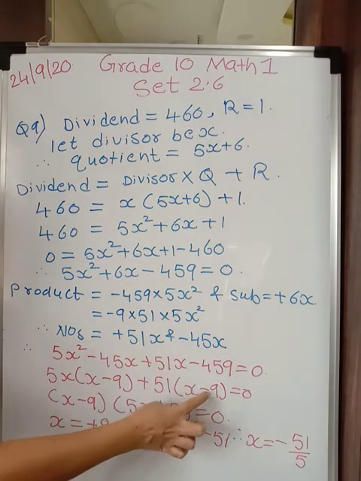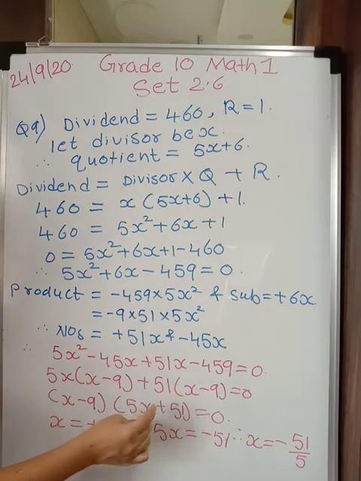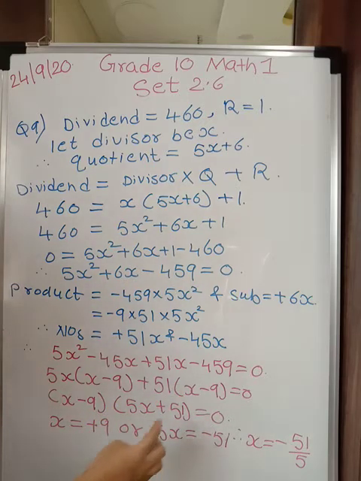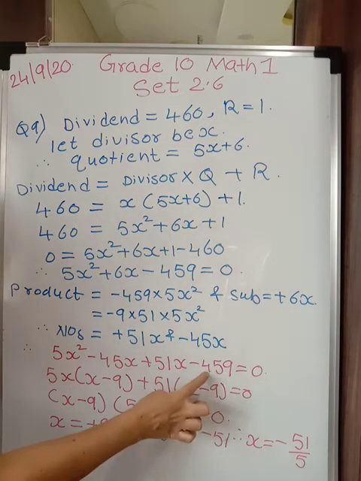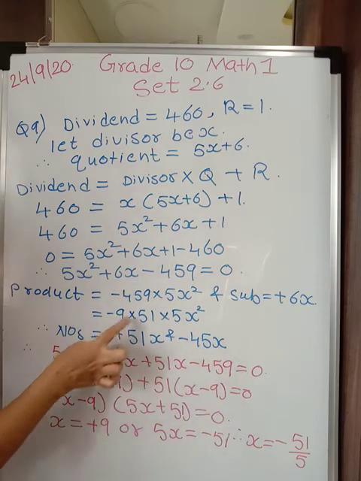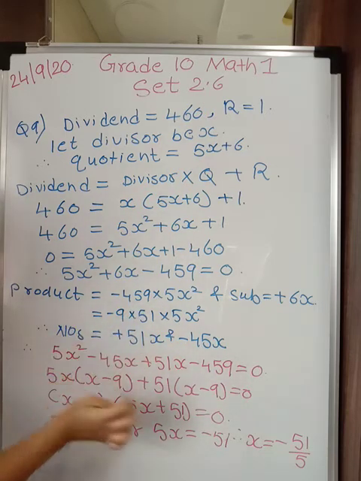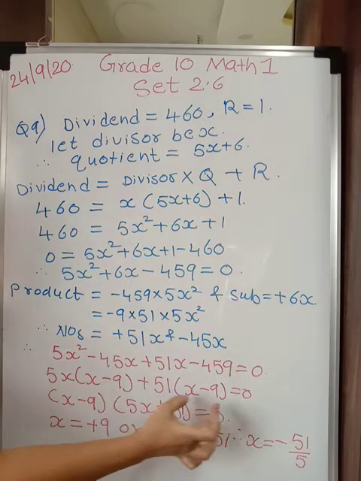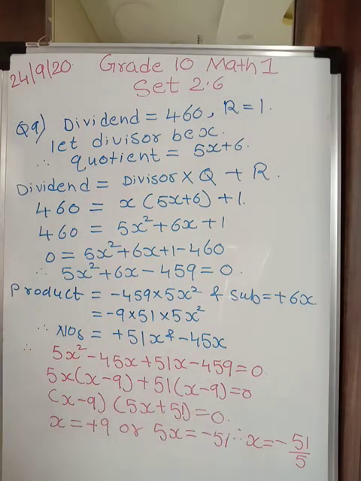Inside will be x minus 9 because 51 into 9 is 459. See, 51 into 9 is 459. So if 51 is taken out, inside will remain 9. Now these two brackets are the same, that will be taken out. You get (x minus 9) into (5x plus 51) is equal to 0. So either x will be plus 9 or 5x will be equal to minus 51, and therefore x comes out to be minus 51 upon 5.